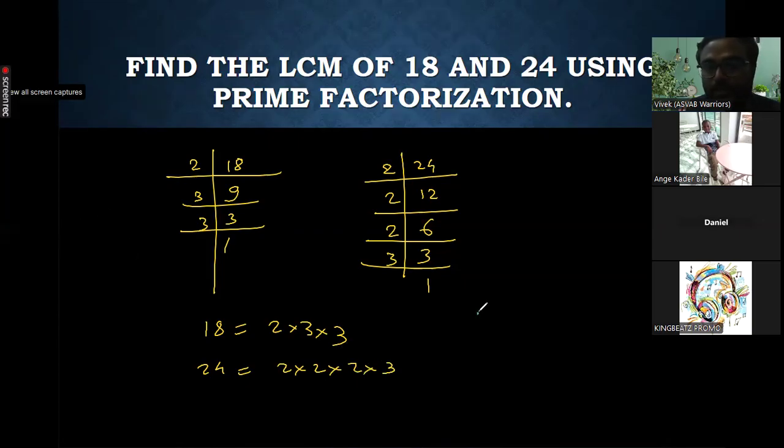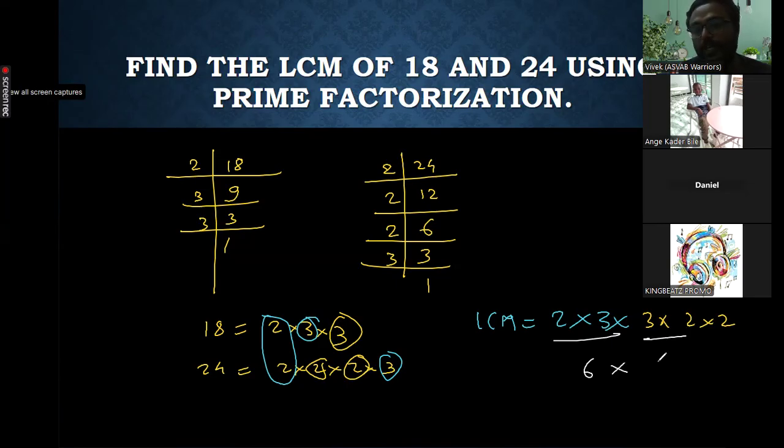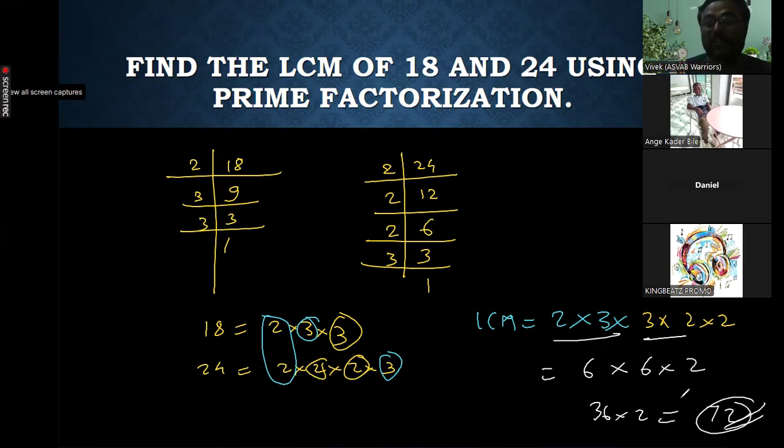So the least common multiple would be, first take out the common part. So here we have this 3. And multiply the numbers that are not in common. So 3 times 2 times 2. Let's do the calculation now. 2 times 3 is 6. Again, 2 times 3 is 6, times 2. So 6 times 6 is 36, times 2, which is nothing but 72. So the least common multiple will be 72.